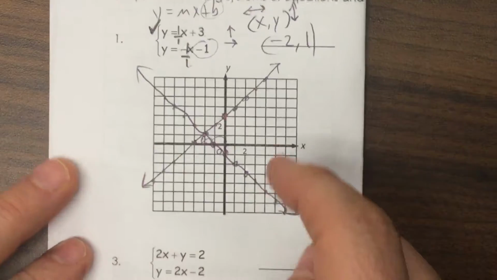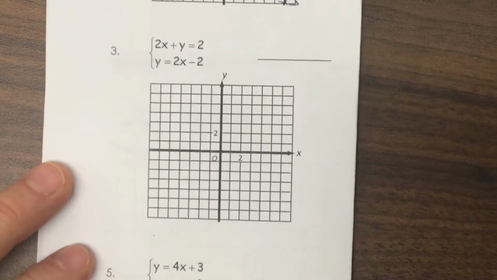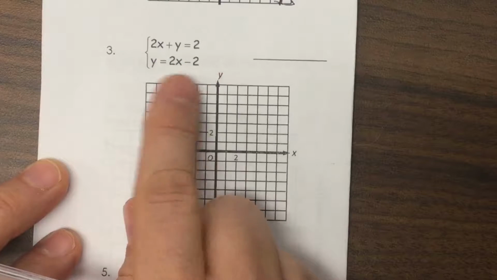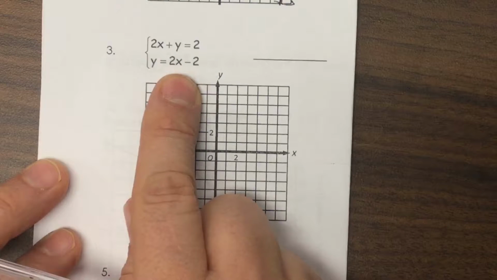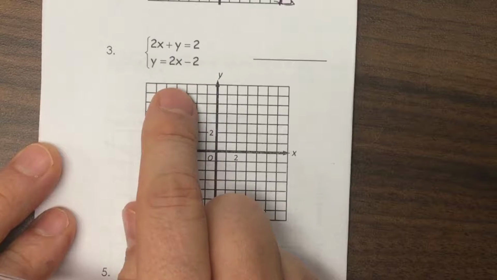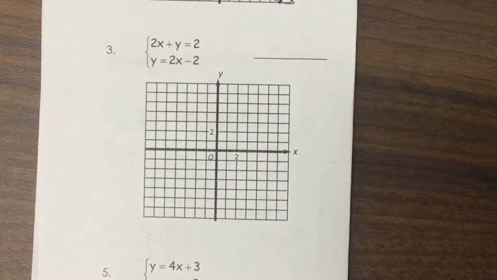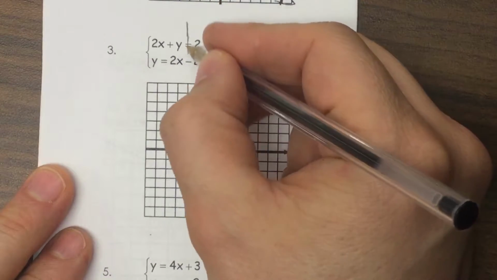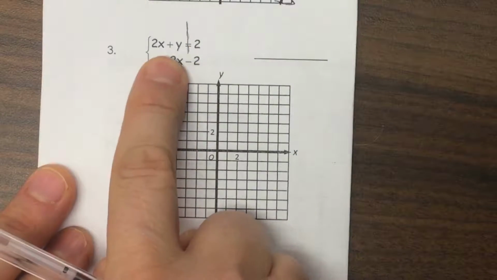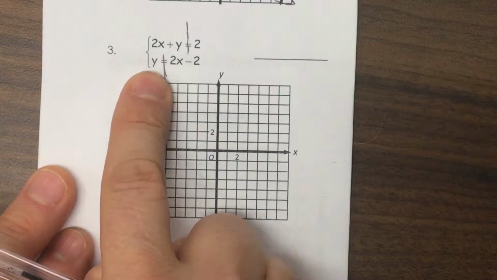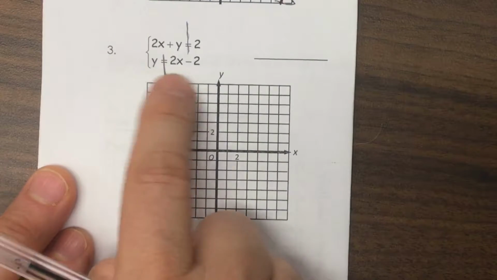Okay? Let's go ahead and do number 3. The first equation is 2x plus y equals 2. The second one is y equals 2x minus 2. One of these we can graph as is. The other one we can't really graph as easily, okay? Until we get y by itself. So when you look at where your equal sign is, this guy does not have y by itself. This guy does have y by itself. Okay, so we can go ahead and graph this one already.